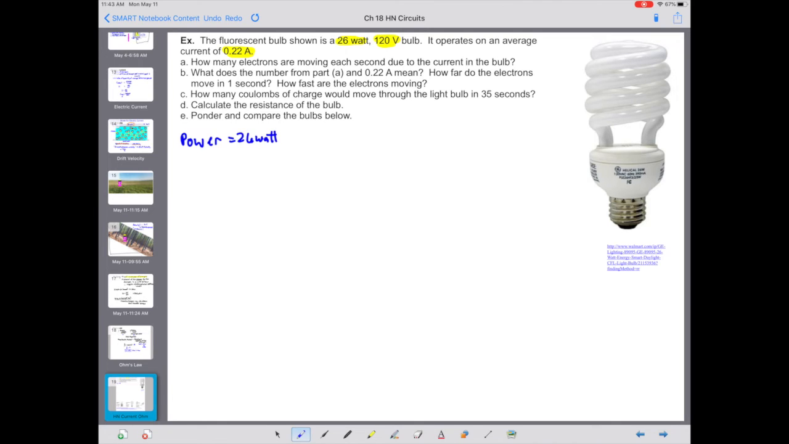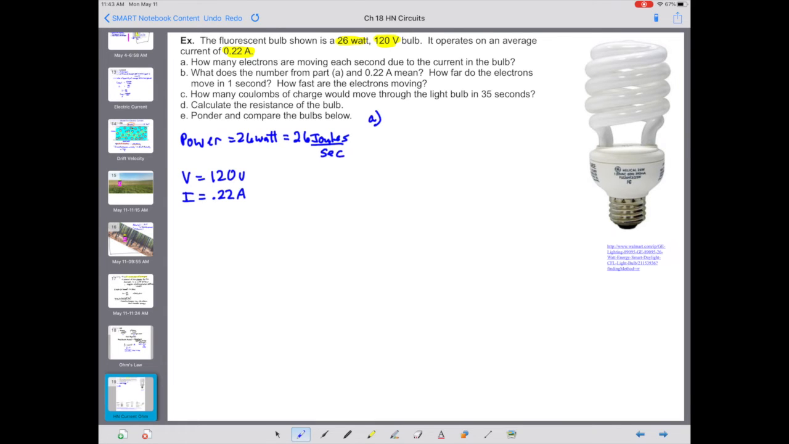26 watts, that's the power. And so basically that means a watt is a joule per second. 26 joules of energy are being converted into light energy every single second. 120 volts, that's the electric potential V. And 0.22 amps, an amp is current, so that is I.